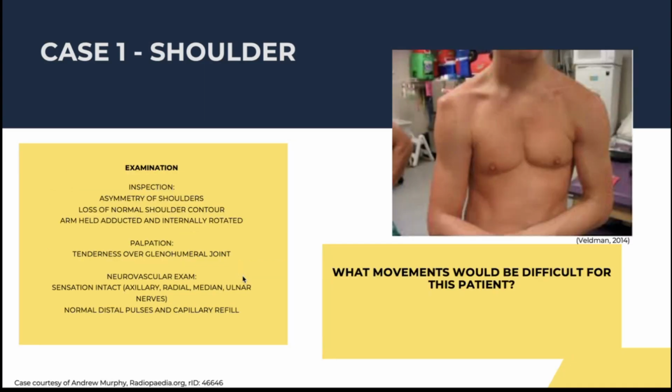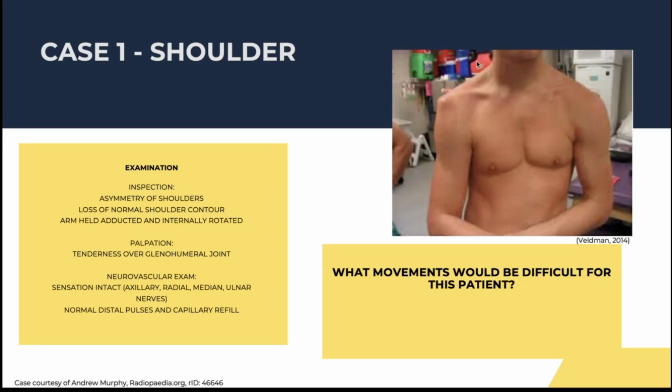On examination, on inspection of him, he's had asymmetry of the shoulders. There's been loss of the normal shoulder contour on that right side. His arm is held in an adducted and internally rotated manner. On palpation, he's got tenderness over that glenohumeral joint. And on the neurovascular exams, all the sensation was intact and he's got normal distal pulses and capillary refill.